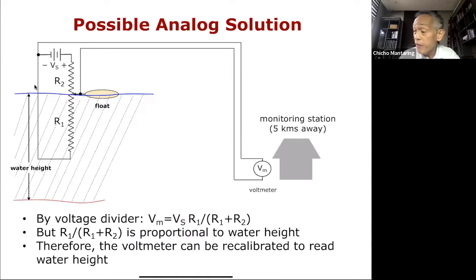Therefore, I have a voltmeter here. If I have a voltmeter here and that is indicating a voltage, I can recalibrate the voltmeter so that what the person reads, instead of voltage, is water height. So that is a possible analog solution.